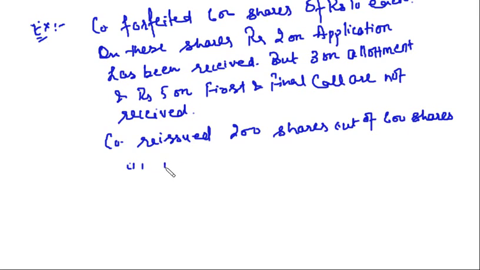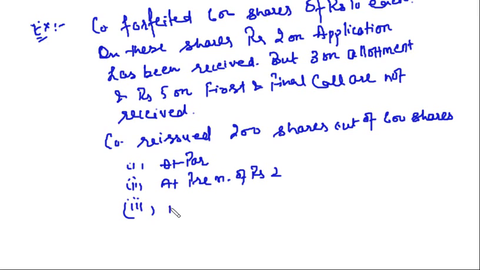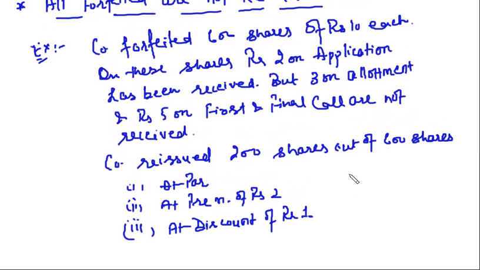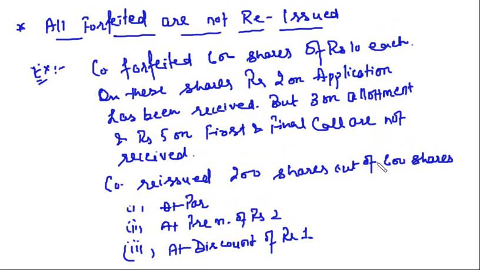Then there are cases: case 1 at par, case 2 at premium of rupees 2, and case 3 at discount of rupee 1. Clear? Now the company forfeited 600 shares, but out of 600 shares, the company has reissued only 200 shares. So that is the topic, that all the forfeited shares are not reissued.